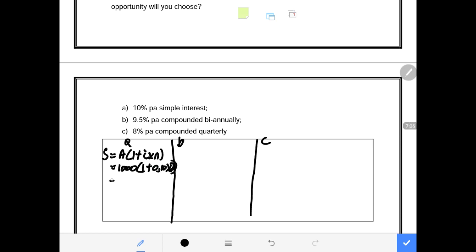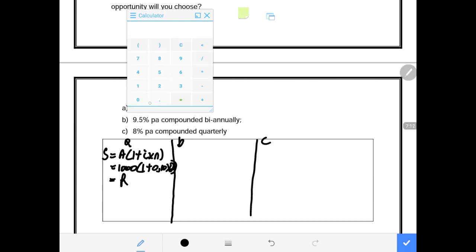So the amount that will be there at the end of the period of 2 years will be 1,000 times open brackets 1 plus 0.10 times 2, close brackets, where 2 is the number of years. This will give us 1,200 rands. So this will be the sum accumulated, or the future value, in the case of simple interest.